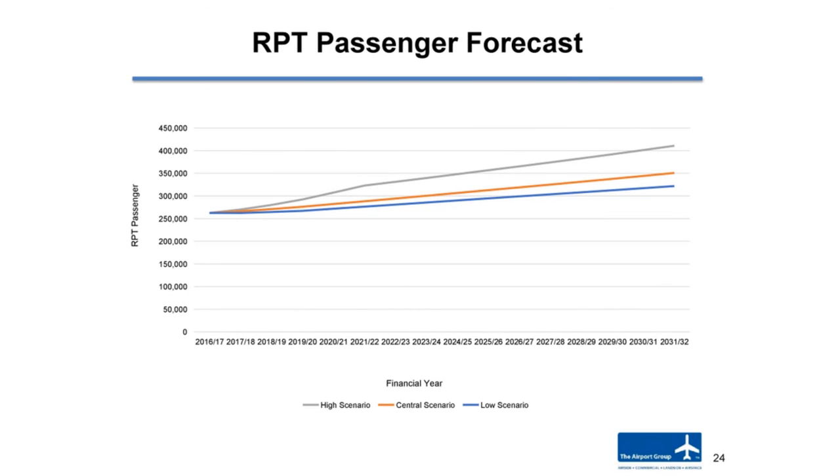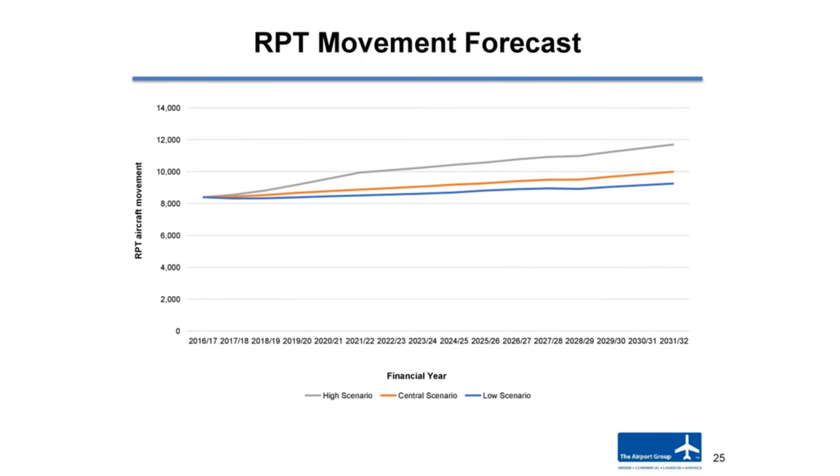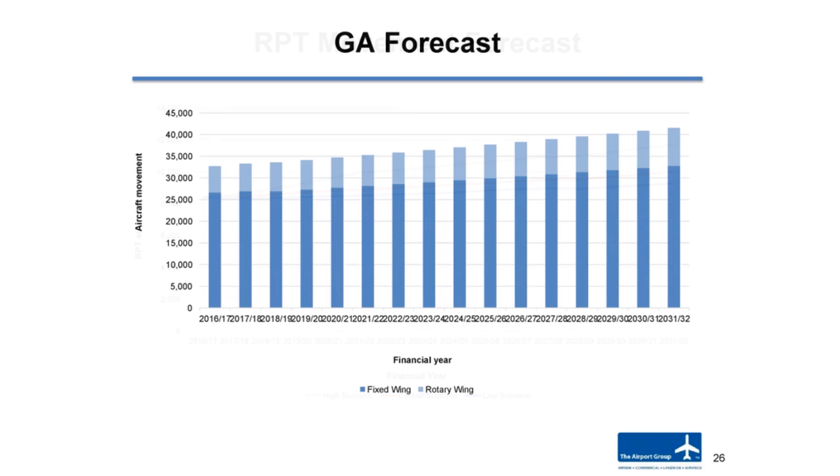The RPT Passenger Forecast was produced, which you can see here. I'll just quickly brush over these. Like I said before, they're a very important part of the master plan process, but I don't have time to go too much into them. So there's also an RPT Movement Forecast done, as you can see, and also a GA Forecast.